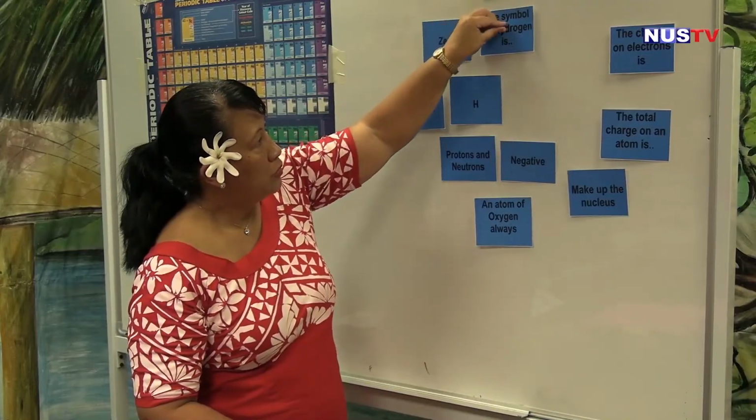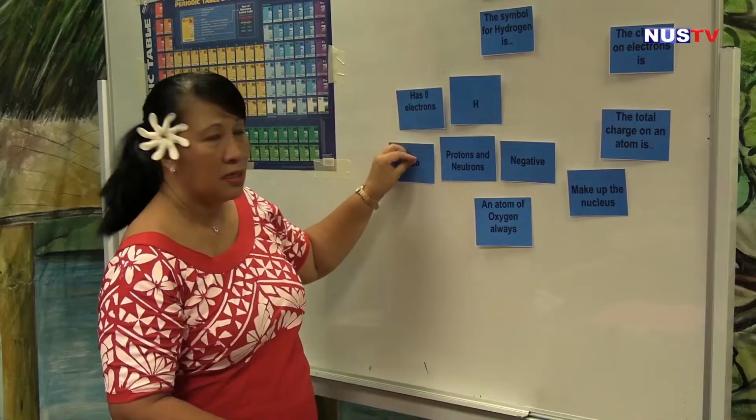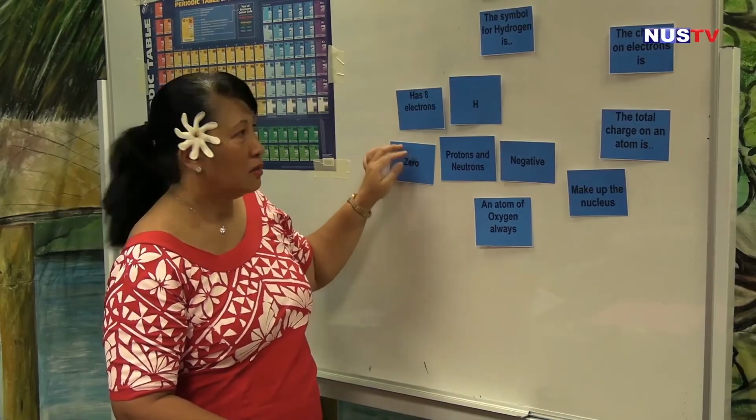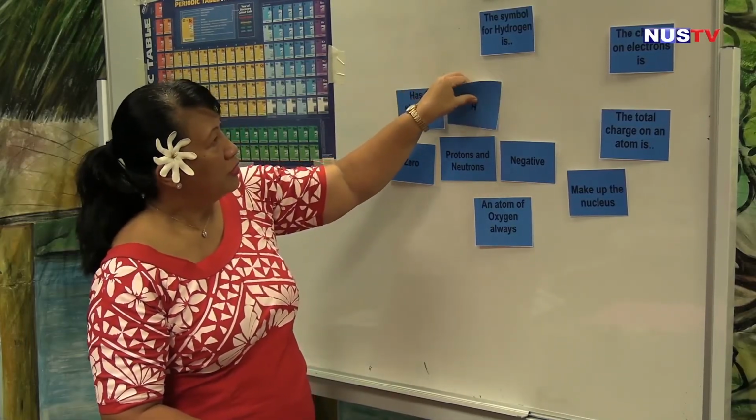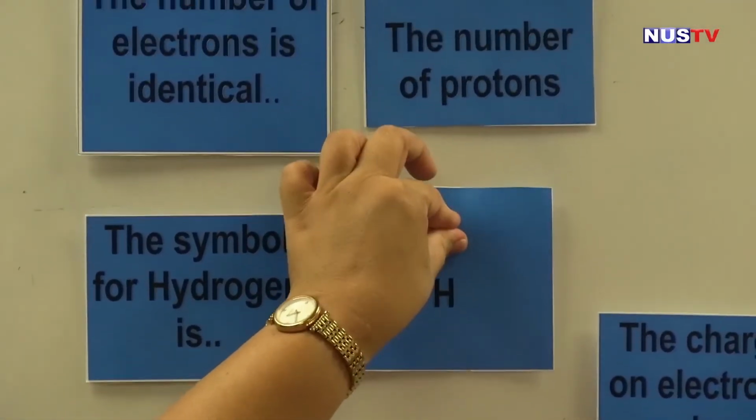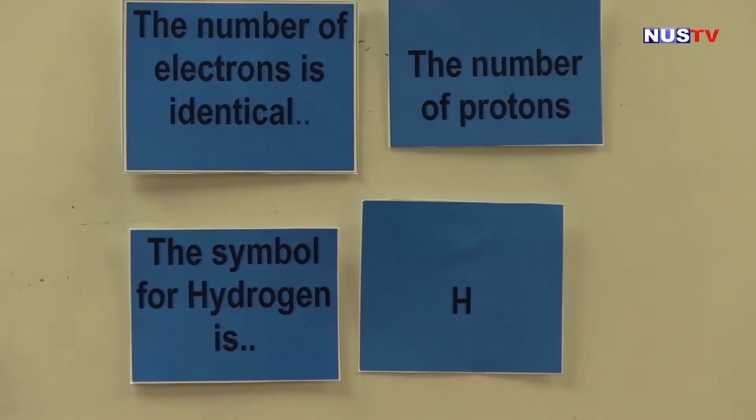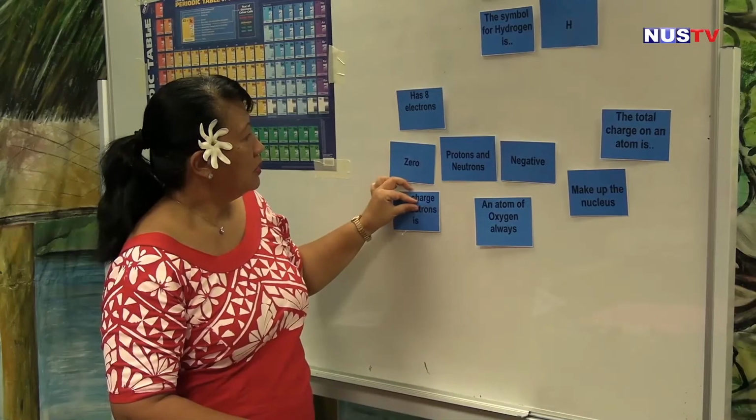The symbol for hydrogen, what do you think the last card should be? Good. It should be H, because we know from the periodic table that the symbol for hydrogen is H. What's the next one?